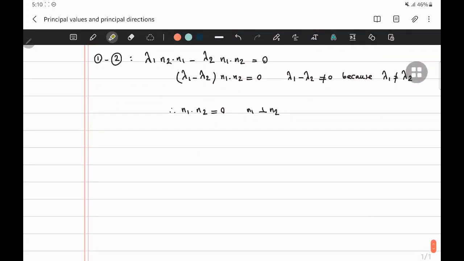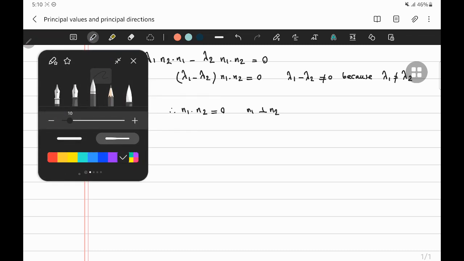Now we discuss the values of lambda and their principal directions. We have different cases here. So we have case 1.